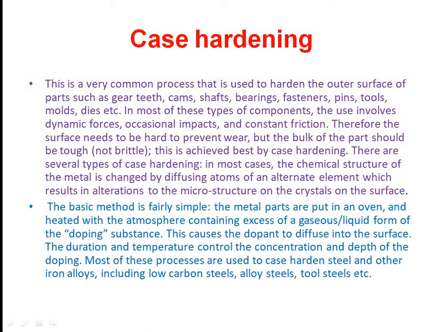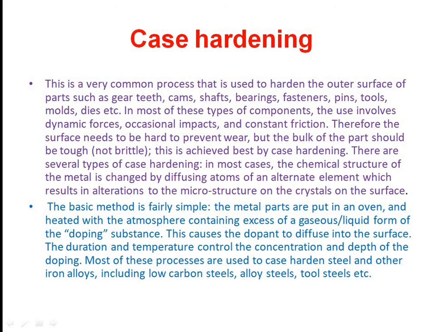There are several types of case hardening. In most cases, the chemical structure of metal is changed by diffusing atoms of an alternate element, which results in alterations to the microstructure of the crystals on the surface. Actually, we have seen this case hardening process in detail in metallurgy.